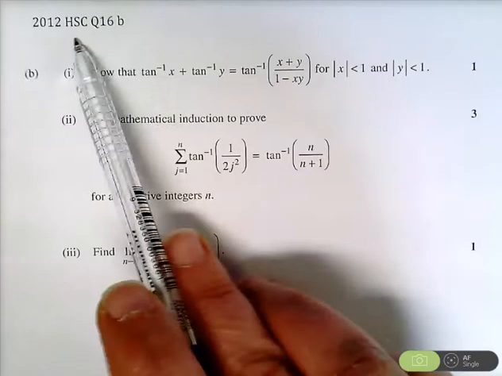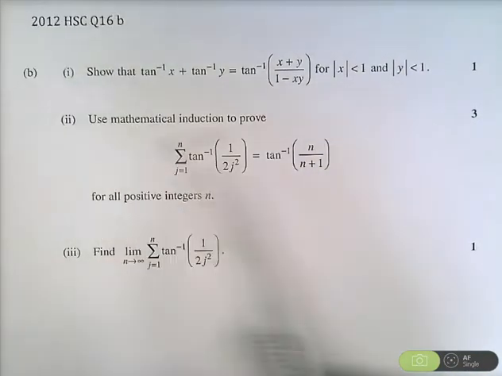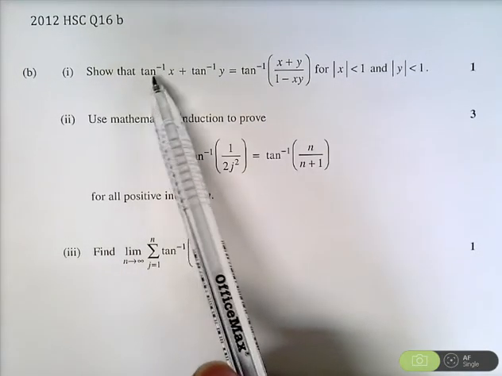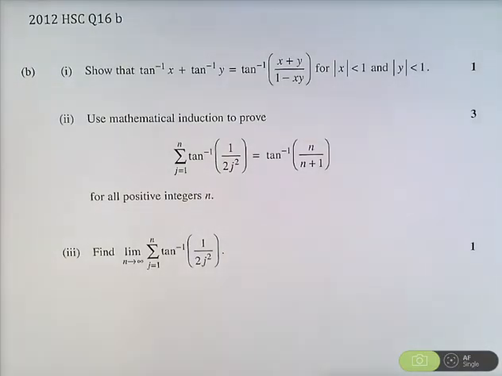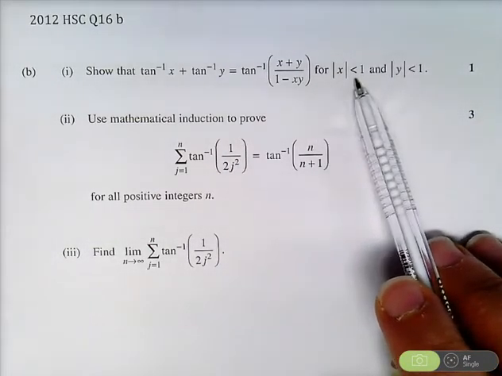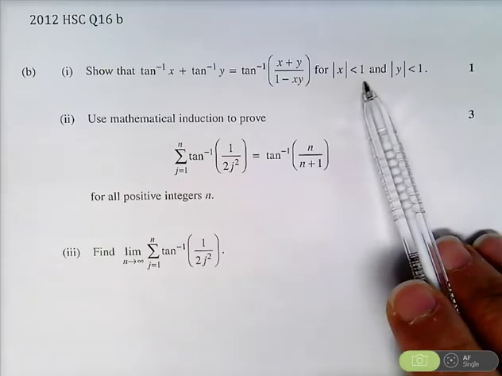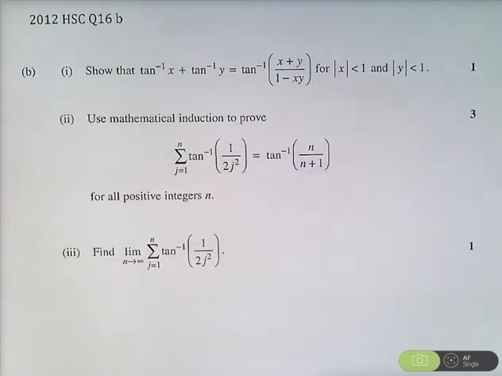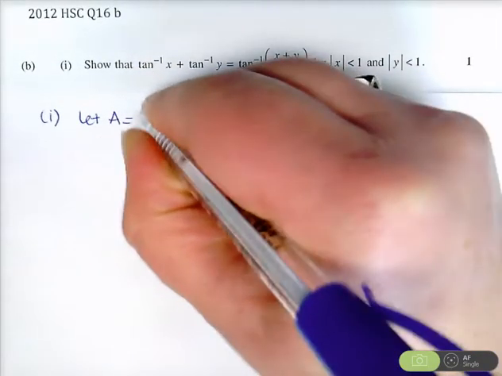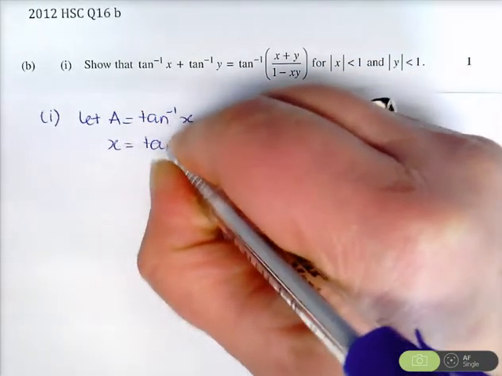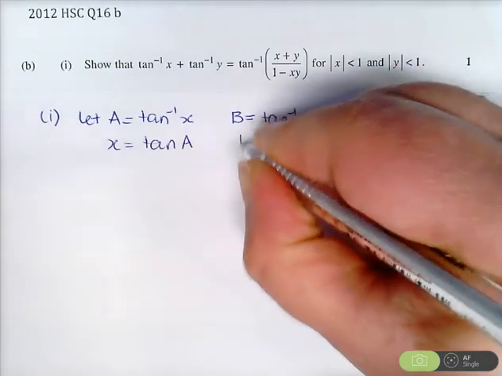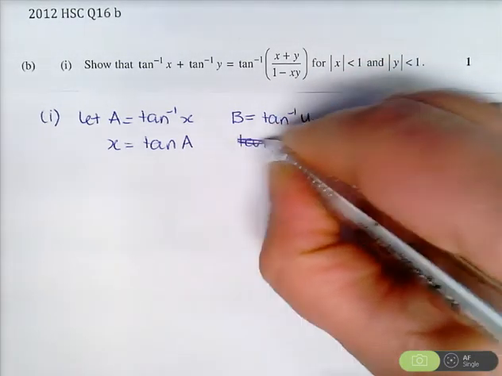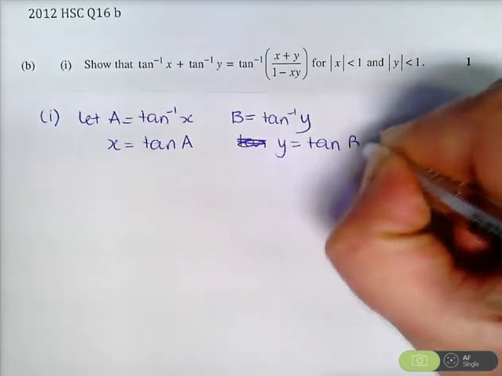This is 2012 HSC question 16b, this induction question here. So first part, show that the inverse tan of x plus inverse tan of y equals inverse tan of x plus y over 1 minus x times y, for the absolute value of x less than 1 and the absolute value of y less than 1. If we let a equal inverse tan of x, therefore x equals tan of a, and if we let b equal inverse tan of y, then y equals tan of b.